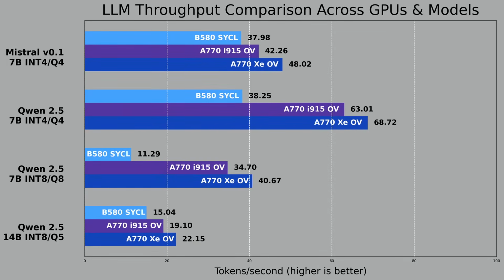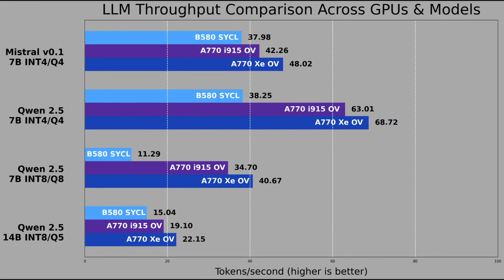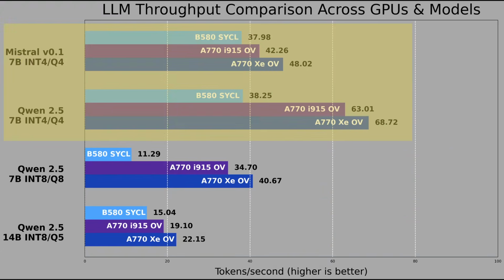And with the Xe driver in OpenVINO, the A770 widens the gap over the B580 running Sycl, and is consistently faster than the same A770 using the i915 driver. While the difference on the chart looks small in most instances, the A770 with Xe drivers had a weighted average increase of about 13% against the A770 using the i915 driver, which isn't insignificant. It also seems that OpenVINO favors Qwen 2.5 far more than Mistral 0.1.